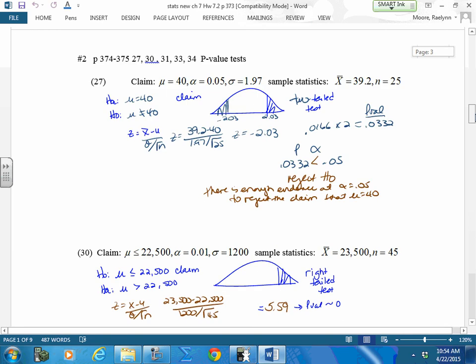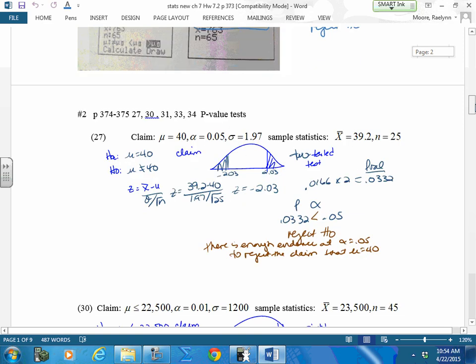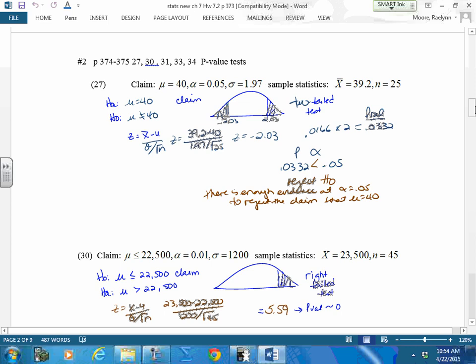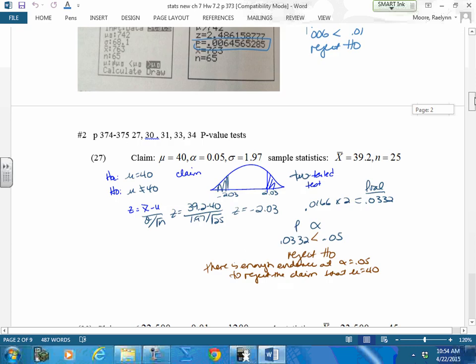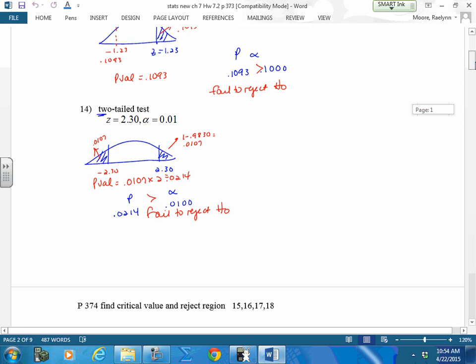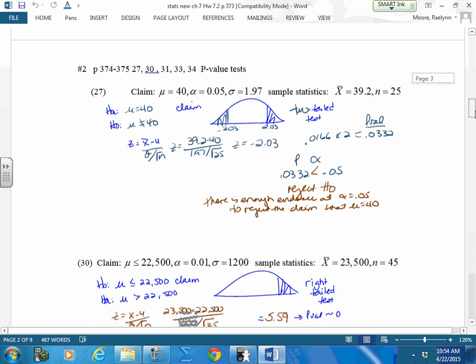Okay, and then we got to these guys. We did 27. No, we didn't do 27. What was 14? 14. Two-tail test. Okay? Okay, 27.